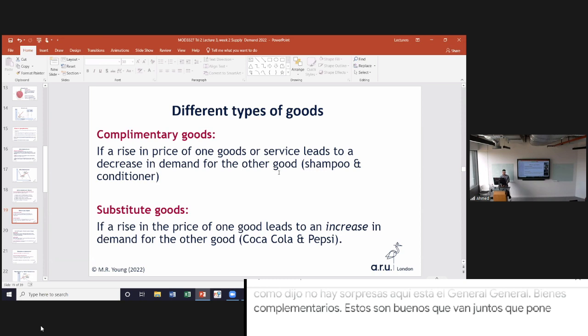I've never used conditioner in my life, but okay? But I'm a man, right? Men don't use conditioner. This is for ladies, right? Hey, I use conditioner. I don't use conditioner.